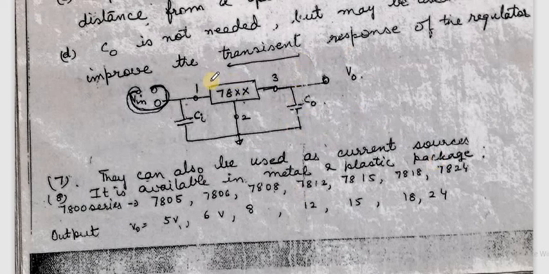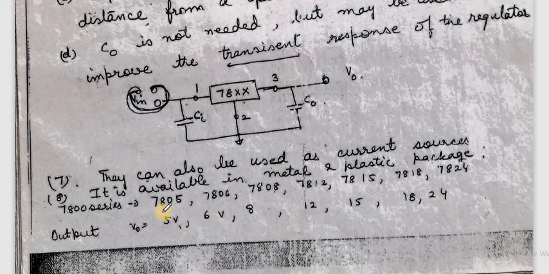So the availability of the 7800 series is in the form of metal package or plastic package. The 7800 series is named as 7805, 7806, 7808, 7812, 7815, 7818, 7824. These 7 positive voltage series provide output voltage as 5 volts, 6 volts, 8 volts, 12 volts, 15 volts, 18 volts and 24 volts.